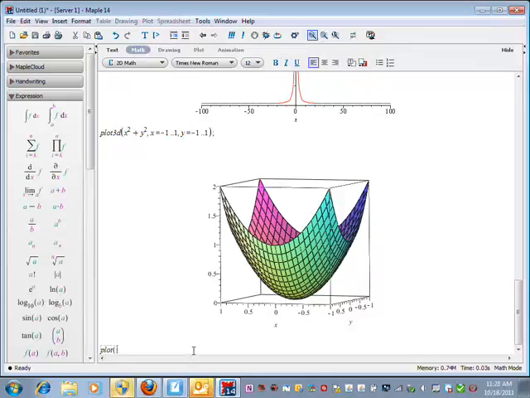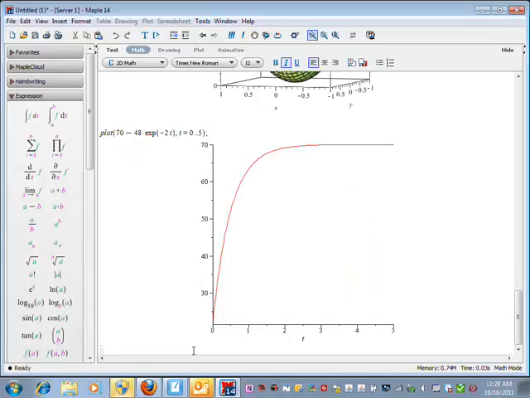Plot 70 minus 48 times the exponential at minus 2t. And then t equals 0. Let's say for the first 5 minutes. The first 5 minutes, what happens? It does go fast. Right? And why does it go fast? Because I picked a big number for what letter?